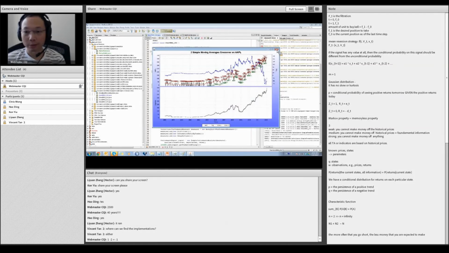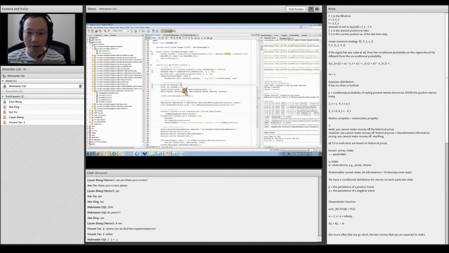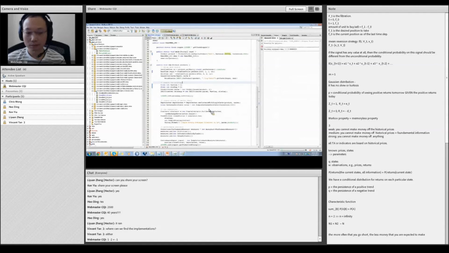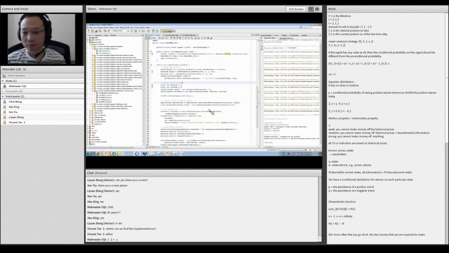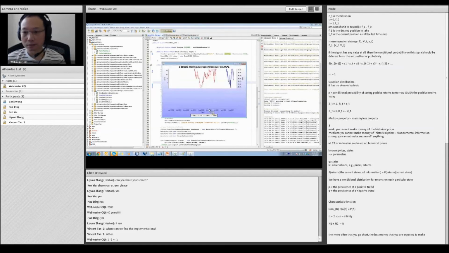Zoom in. It follows very closely the price of Apple. But still, this is making a lot of trade. So the transaction cost probably kills you. Okay. So it's having a lot of crossovers.